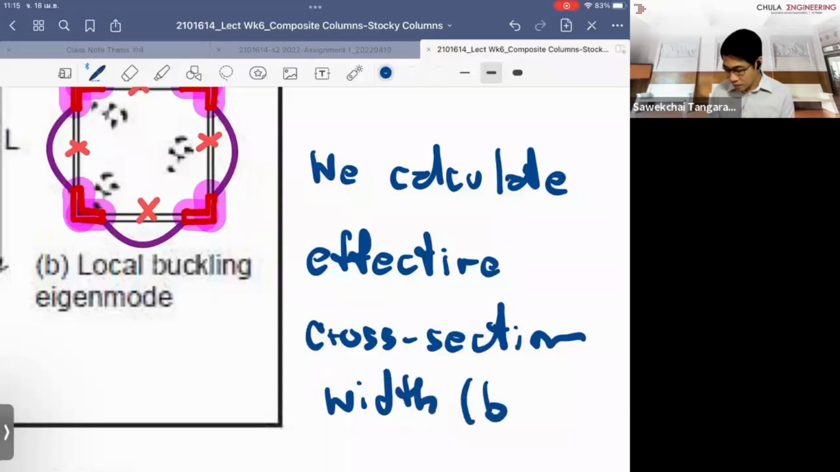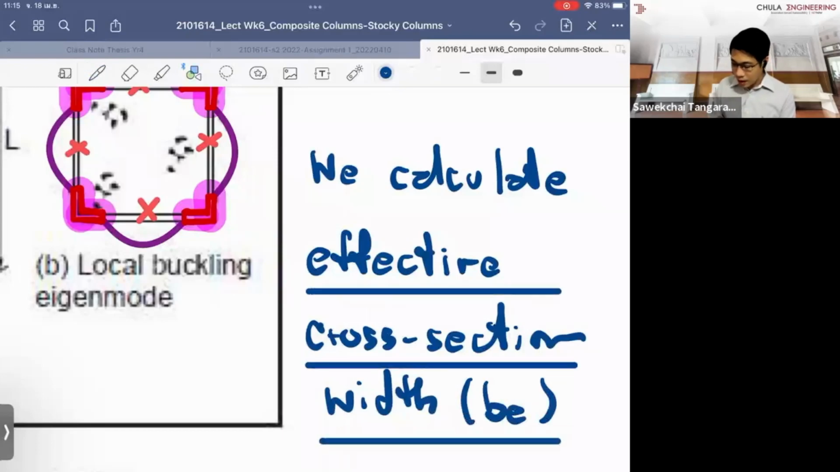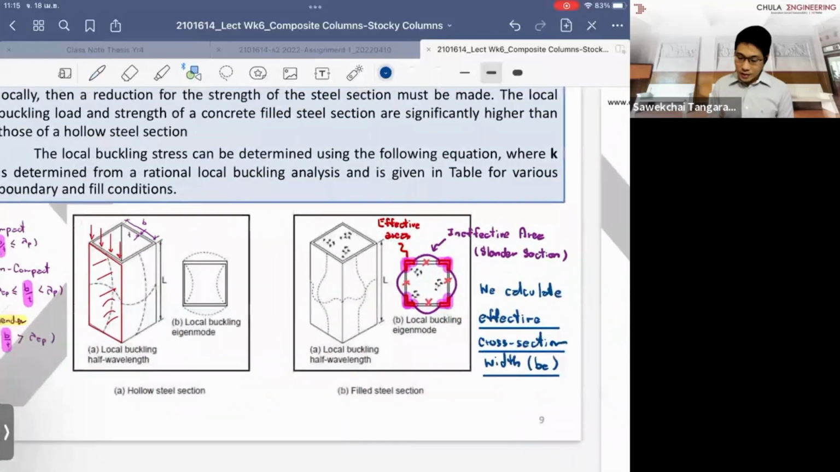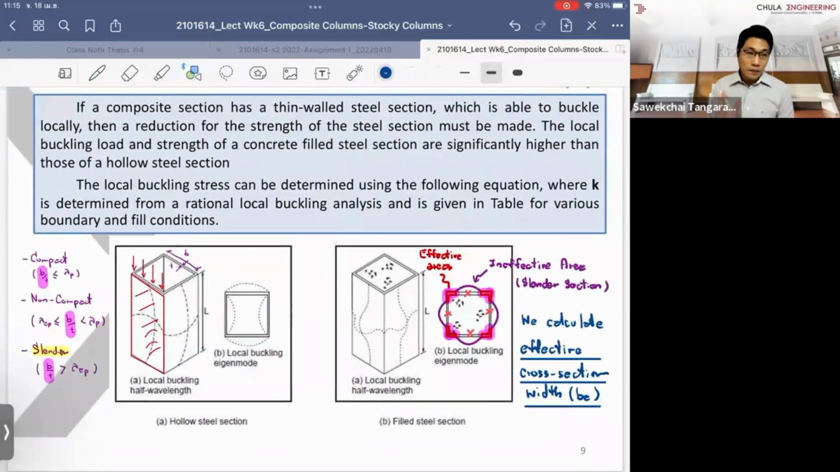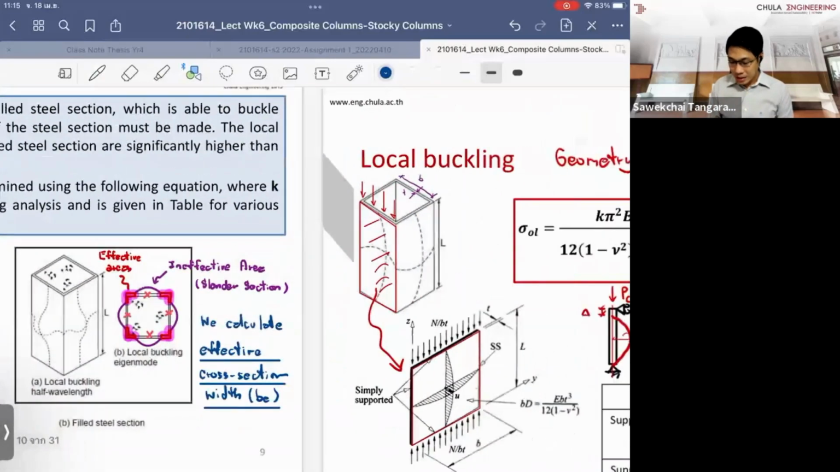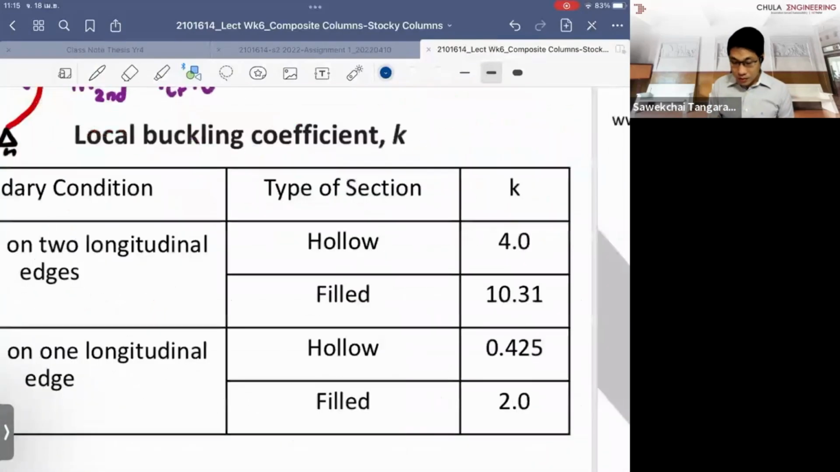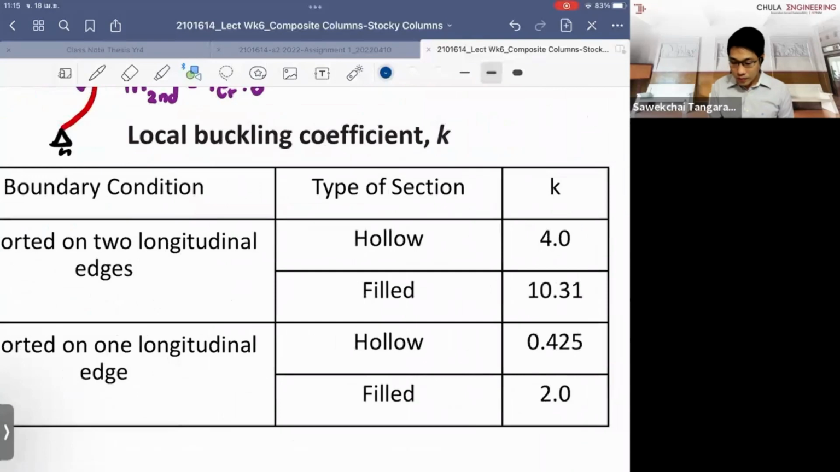Right, we call them as a BE. And this is the concept in both the steel and the composite designs that they use to adjust and take into account the local buckling. So they only take into account the effective area, and they remove the ineffective area from the cross-section designs, right?